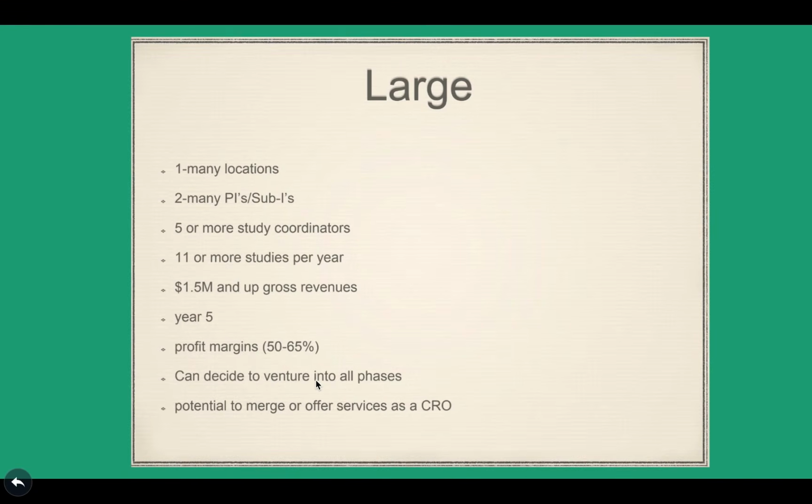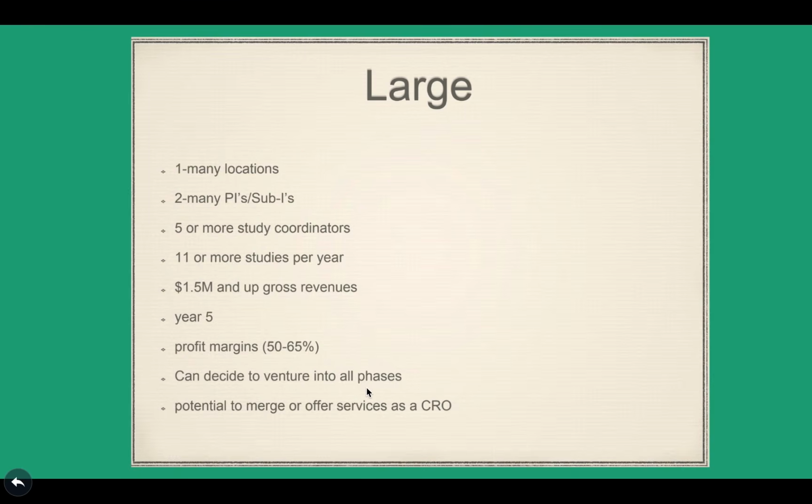Large site, 1 to many locations. 2 to many PIs and sub-Is. 5 or more coordinators, 11 or more studies per year, 1.5 million and up gross revenues. Usually happens around year 5. Profit margins between 50 and 65%. Can decide to venture into all phases, so phase 1, 2, 3, 4. And vertical integration is my favorite here.